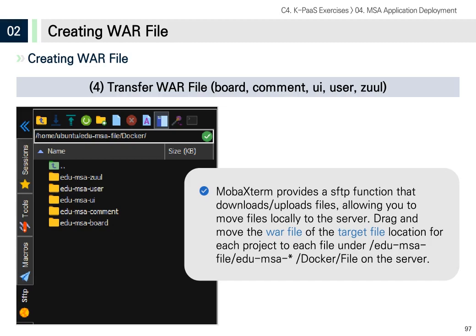If we go into the edu MSA folder in the directory, we will find the configuration file for each project. And under it, there is a Docker file. Upload the WAR file in the target file path of each project built with Eclipse locally to the Docker file of each project through MSA Xterm's SFTP function. Once you've done that, you're ready to create the image.